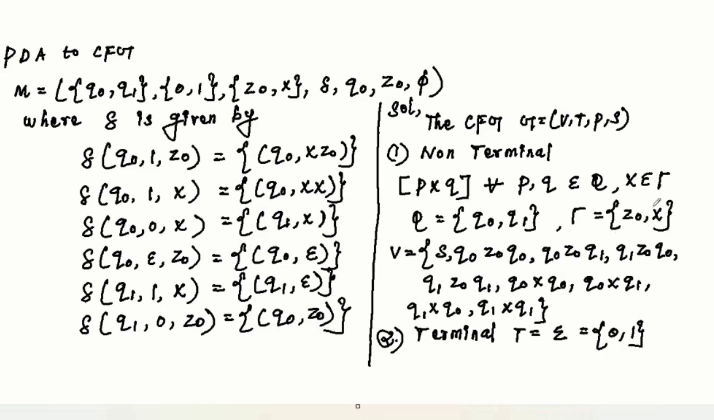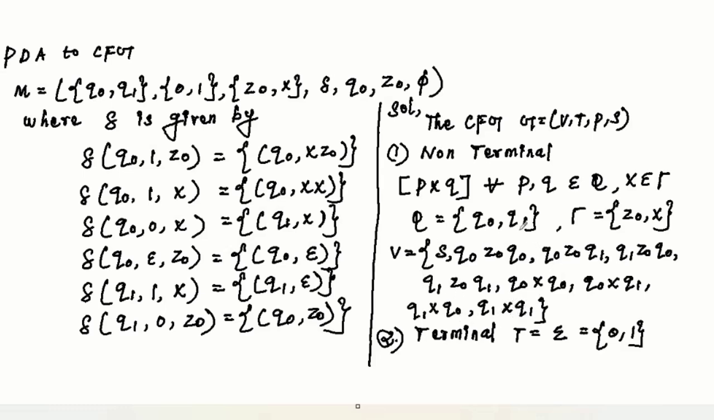Next, take the stack symbol X. We again combine it with all the state pairs to obtain Q0 X Q0: start in Q0, use X and end in Q0. Next, Q0 X Q1: start in Q0, use X and end in Q1. Q1 X Q0: start in Q1, use X and end in Q0. Q1 X Q1: start in Q1, use X and end in Q1.